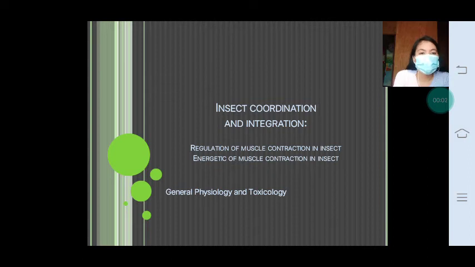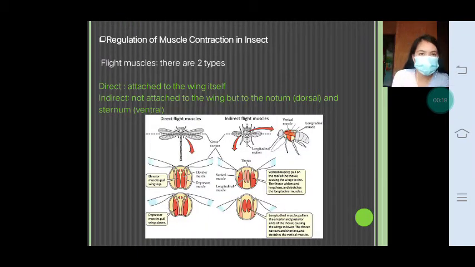Good day everyone. Today I'm gonna discuss to you insect coordination and integration, with the topic of regulation of muscle contraction in insects and energetics of muscle contraction in insects. First, I'm gonna discuss the regulation of muscle contraction in insects.